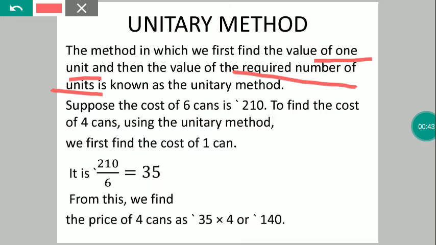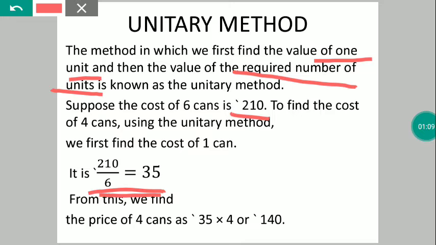Suppose the cost of 6 cans is 210. Suppose we have to find the cost of 4 cans. Using the unitary method, we first find the cost of 1 can. Now, the cost of 1 can is nothing but 210 divided by 6, which is equal to 35.